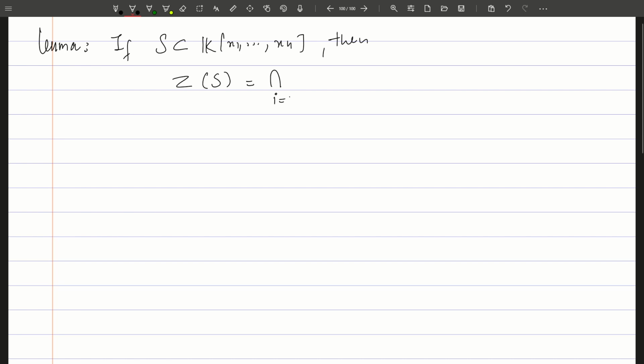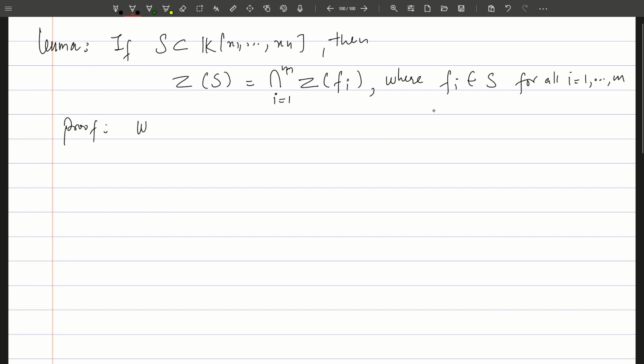Now we have a short lemma here. If S is a subset of the polynomial ring in n variables over the algebraically closed field K, so we always mean by a field K an algebraically closed field, then the zero set of S is actually the finite intersection of algebraic sets, where each algebraic set is of the form Z(Fi), where this Fi is inside S for all i running from 1 through m. So this is m here. Let us prove this.